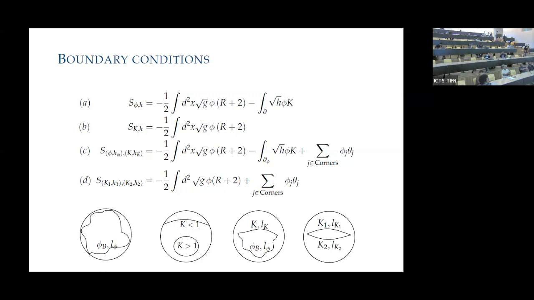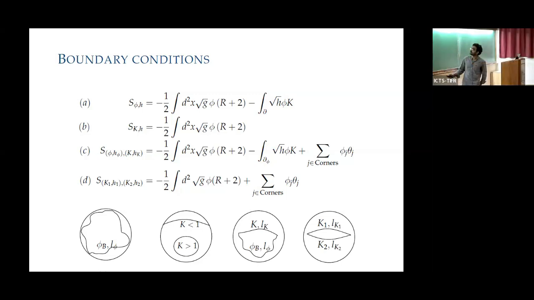I will later construct the wave function for these types of boundary conditions and show that they satisfy an appropriate Wheeler-DeWitt equation. It's the same Wheeler-DeWitt, but it's slightly different. There is one subtlety because of the corner term, which I'll come to. Theta j is the angle between the tangent vectors drawn to these boundaries at the corner.